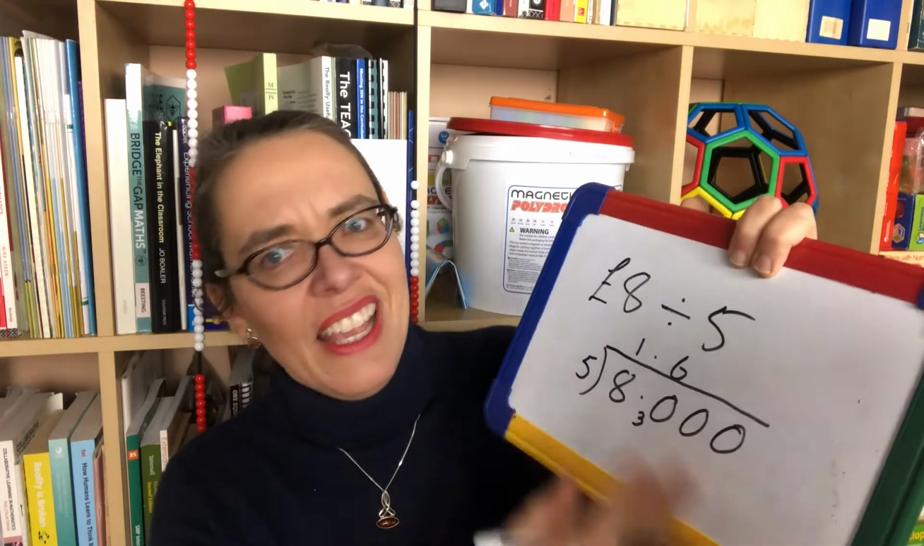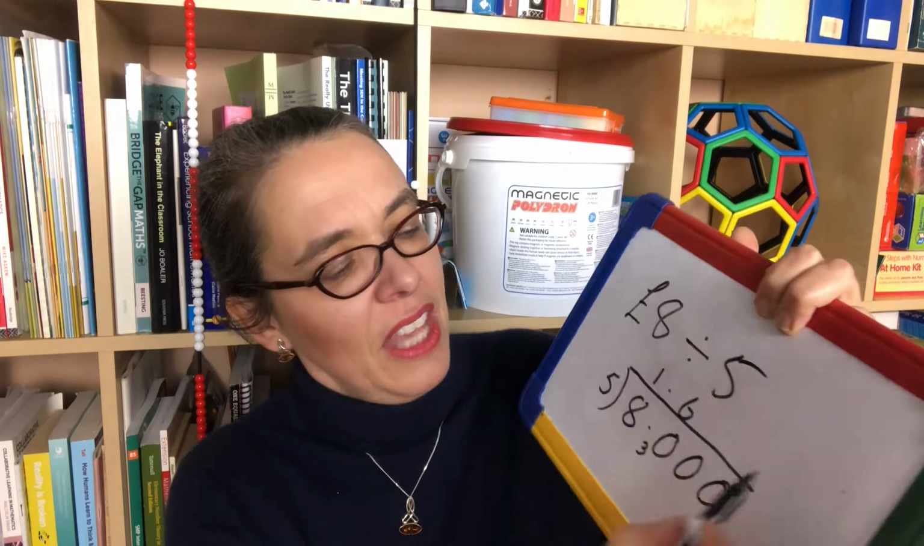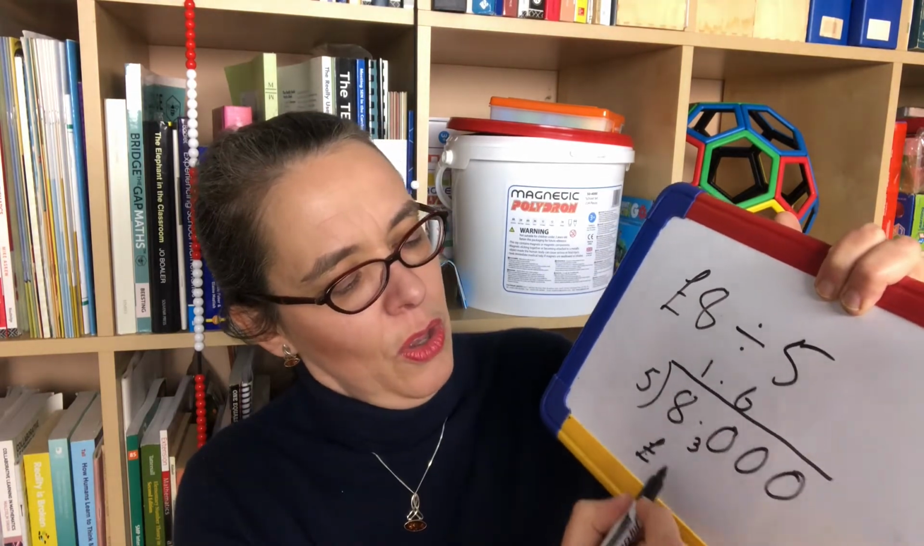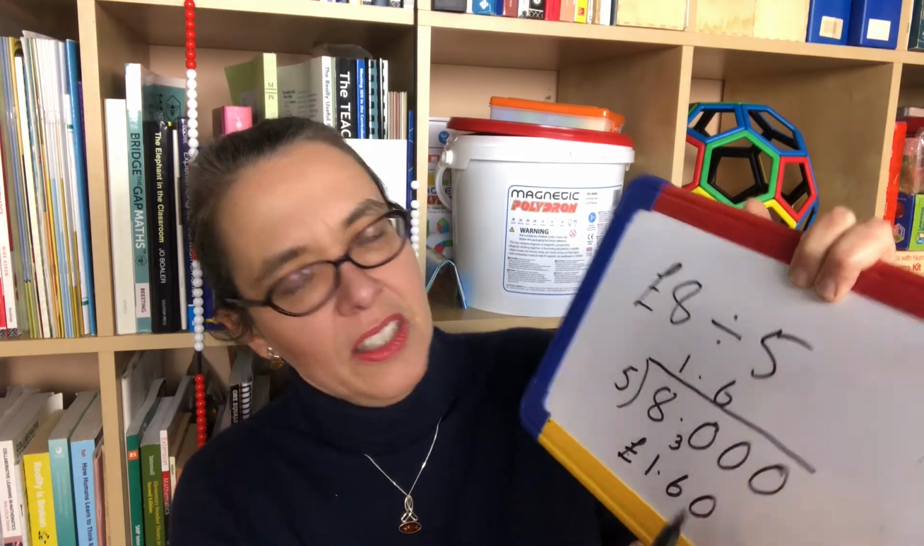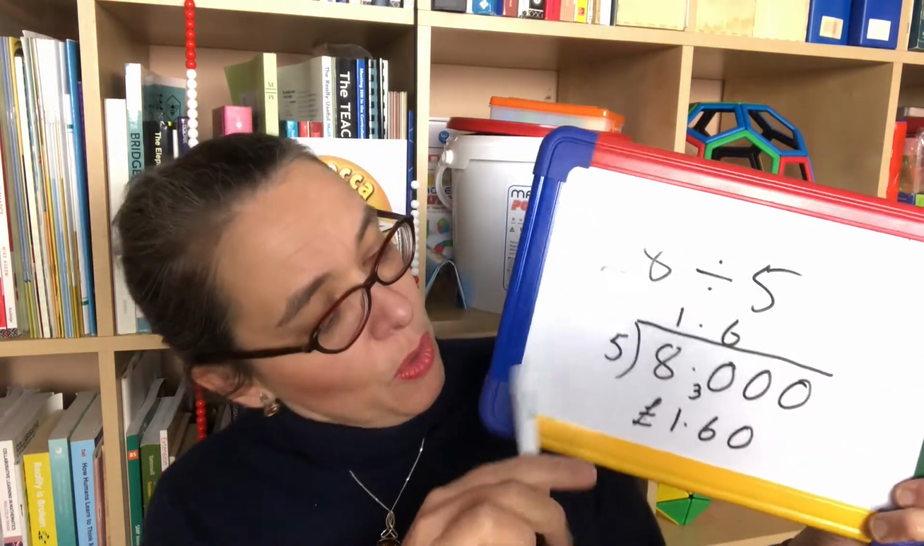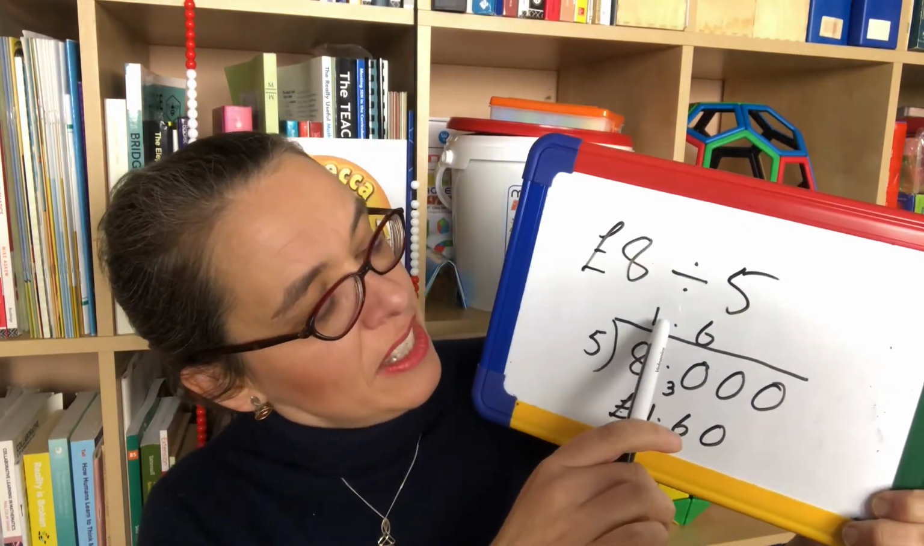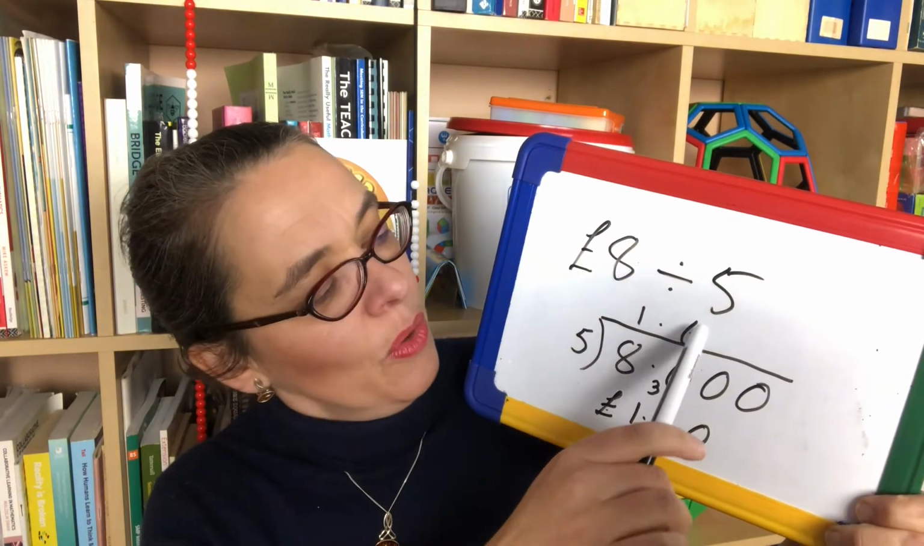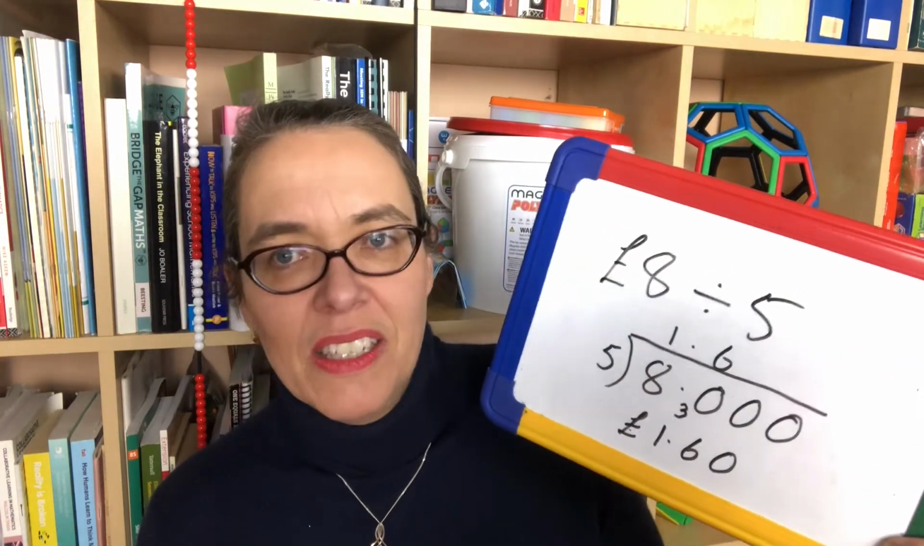Except 1.6 isn't an amount of money. That needs to become £1.60 to be a sensible answer. And that's what I'm getting at here. When you're dividing, you can end up with money quantities with 1 decimal place, and they mustn't be that way.